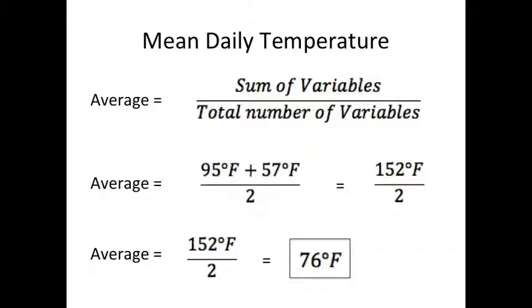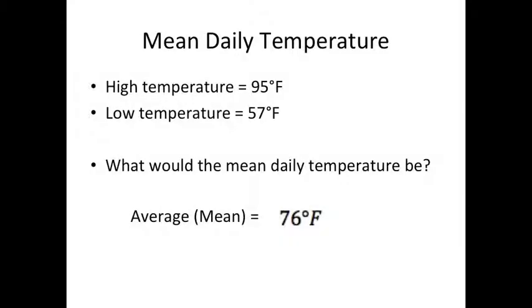Filling the variables into the average equation, the top part of the equation has the variables, which in this case are the high temperature of 95 degrees Fahrenheit and the low temperature of 57 degrees Fahrenheit. The bottom part has the total number of variables. In this problem there are two variables, the high and low temperature. If you add the two temperatures together, the total is 152 degrees Fahrenheit. When you divide 152 degrees Fahrenheit by 2, you get 76 degrees Fahrenheit. Therefore, the mean, or average daily temperature would be 76 degrees Fahrenheit.